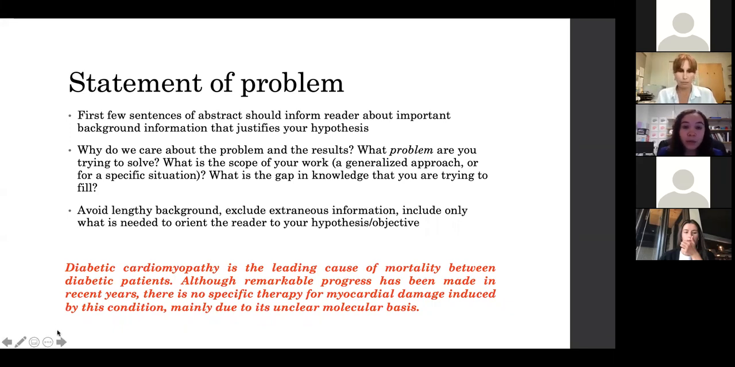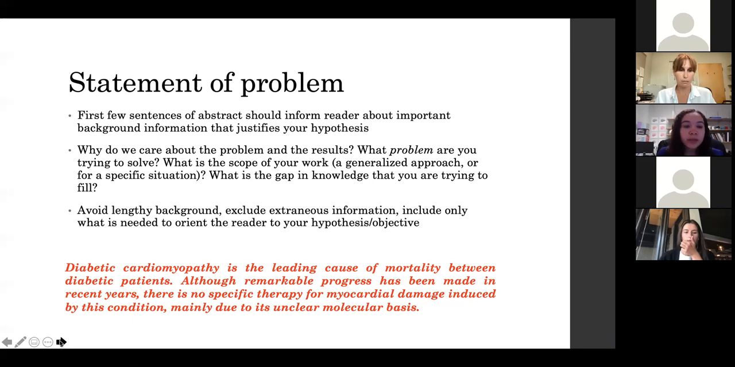So we have here an example for a statement of problem in an abstract. Here we said that diabetic cardiomyopathy is the leading cause of mortality between diabetic patients. Although remarkable progress has been made in recent years, there is no specific therapy for myocardial damage induced by this condition, mainly due to its unclear molecular basis. So it's very brief, but we can understand the problem of this research. We have to understand the molecular basis for diabetic cardiomyopathy.